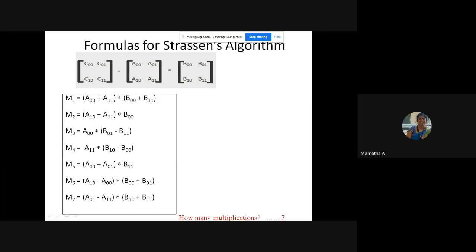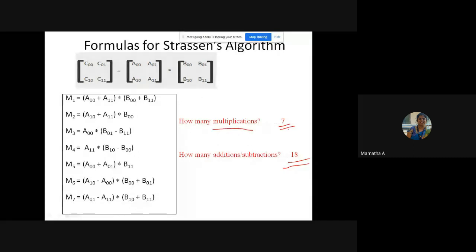You can observe here, every M1 has 1 multiplication. So I took 7 multiplications. Along with that, I also took some additions and subtractions. If you count each as one operation, there are 18 additions and subtractions done. But in our complexity, since we are dealing more with multiplications, we could observe that normally it took 8, now it is taking me 7.